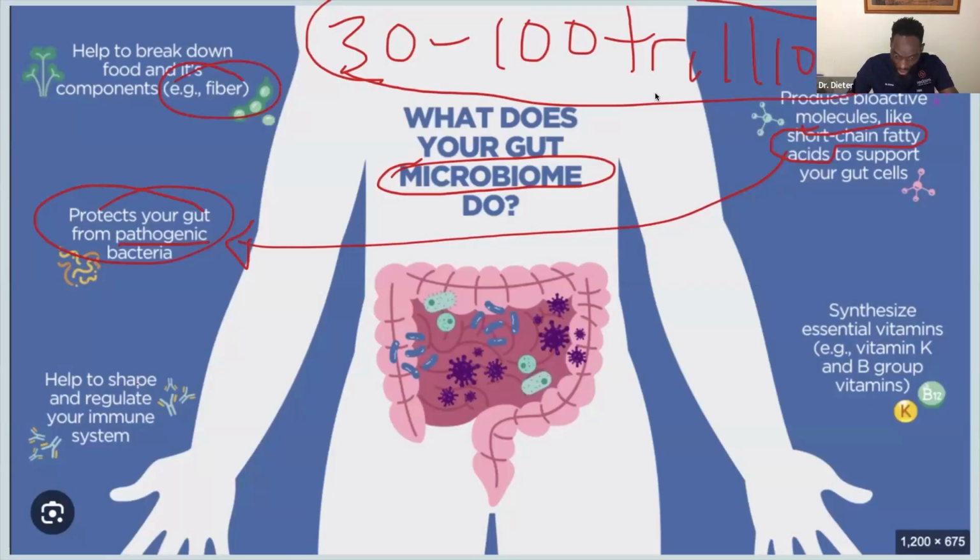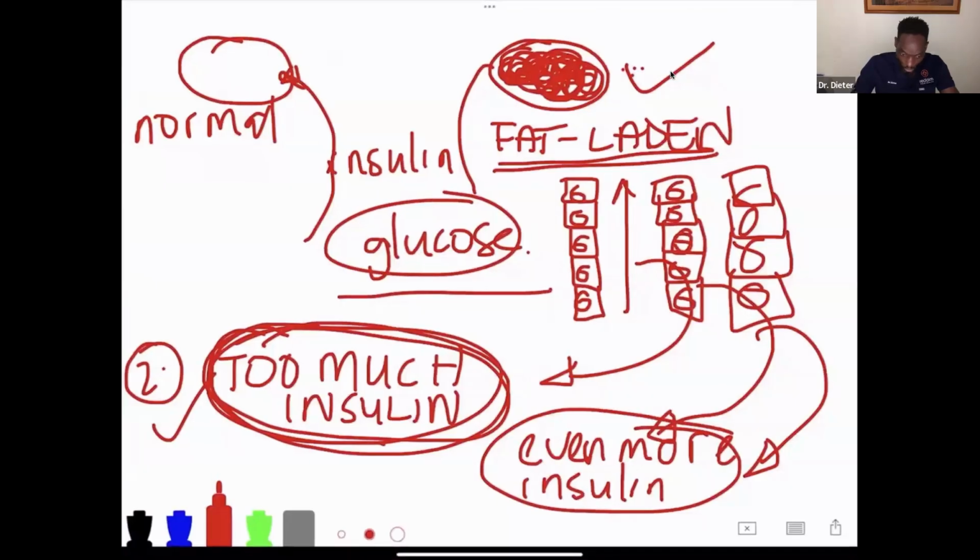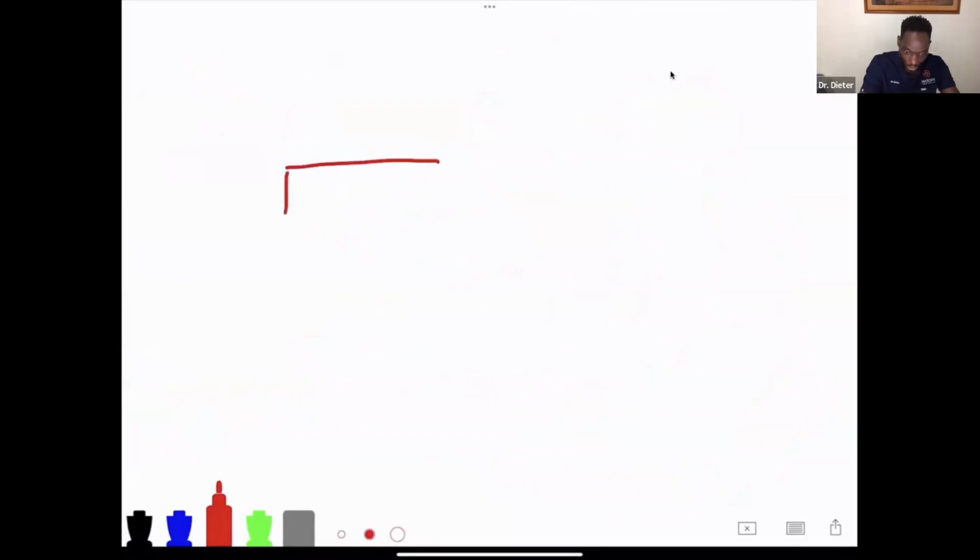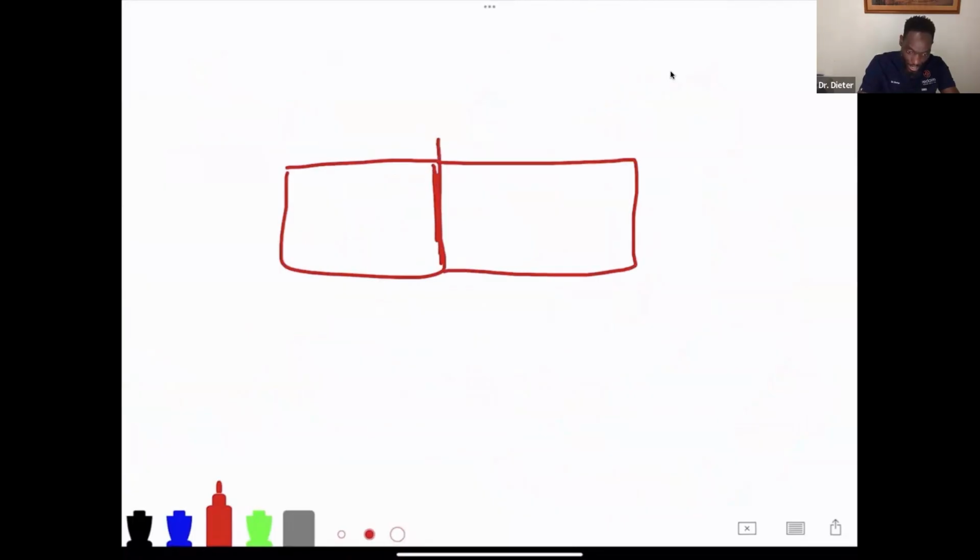Let me depict it in this other way. You have a cell like this. This is one cell and another cell. Where the cells meet together right here is called the tight junction. The short chain fatty acids go and pour concrete to make this junction tight. When this junction is tight, things cannot leak.